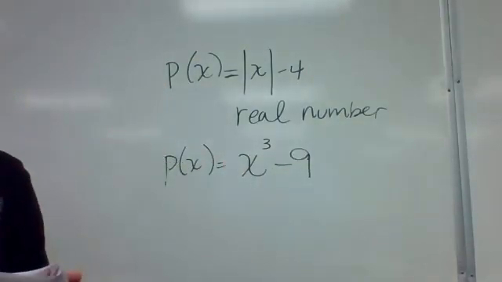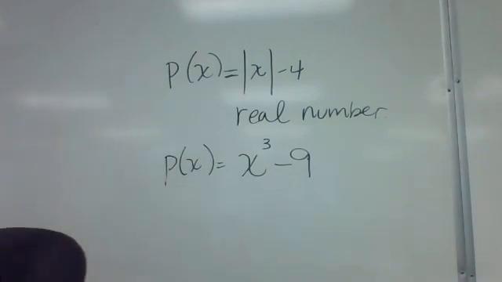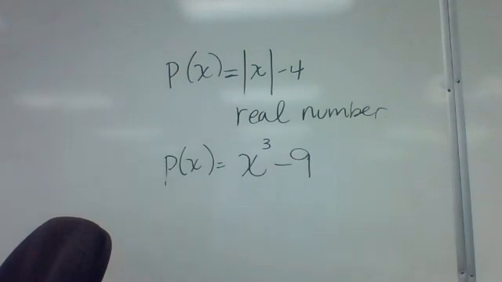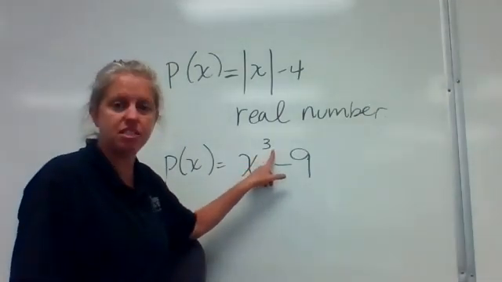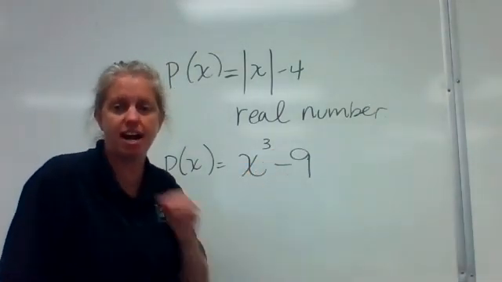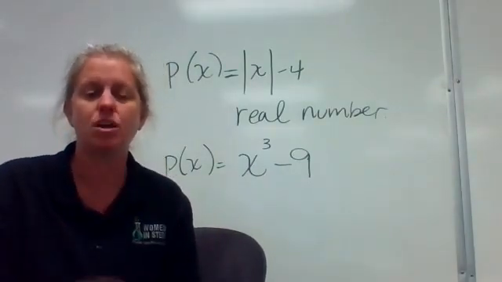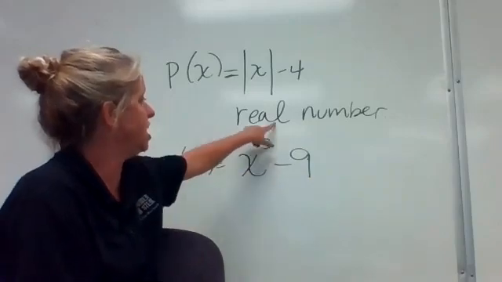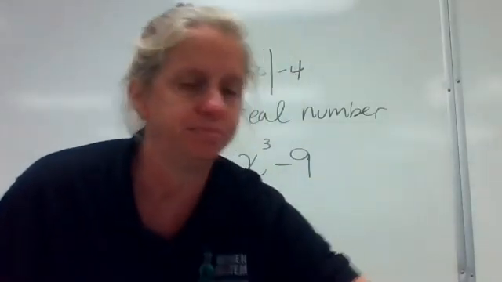Same kind of thing. X to the third minus 9. So if I'm replacing this x with a number, the first thing I have to do is multiply it times itself 3 times and then subtract 9 from it. I can do both of those mathematical operations to any real number. So once again, that x is also a real number.